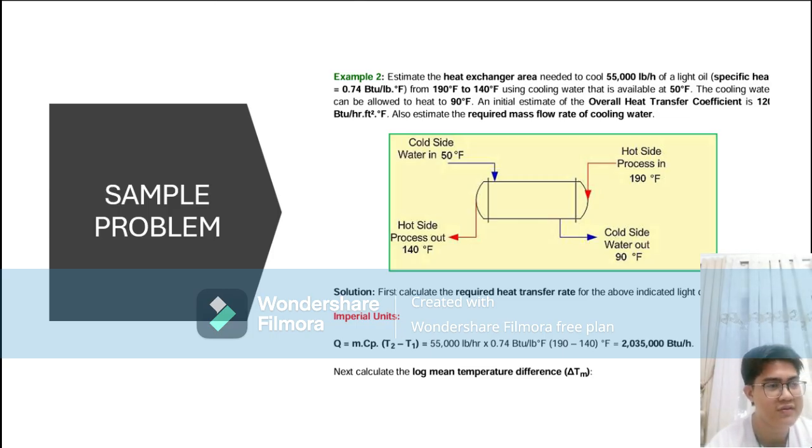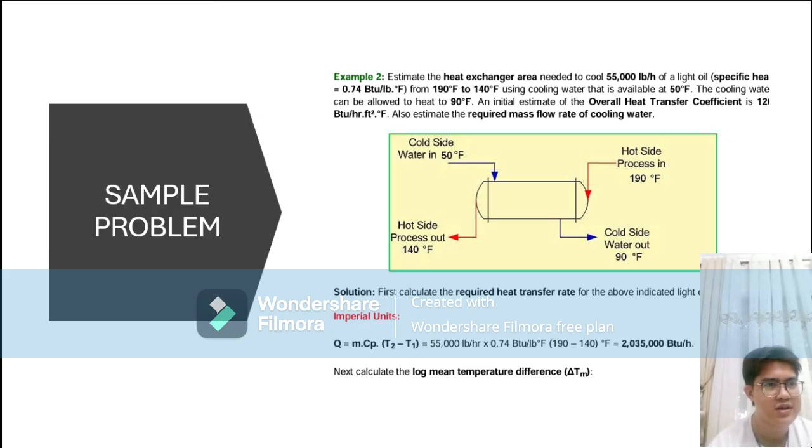50 degrees Fahrenheit. Below, we are given a diagram, and for the solution, first we must calculate the required heat transfer rate. Because the problem is imperial, we convert units, or, yes, my mistake, the units are already given in imperial, so we continue. Unlike the plate type heat exchanger problem, where the units were metric. So the first step is to calculate the required heat transfer rate, and the second step is to calculate the log mean temperature difference.